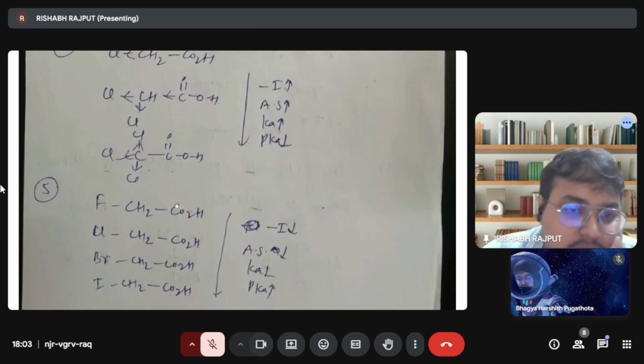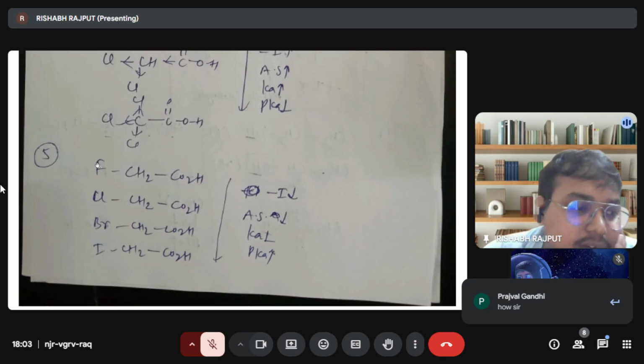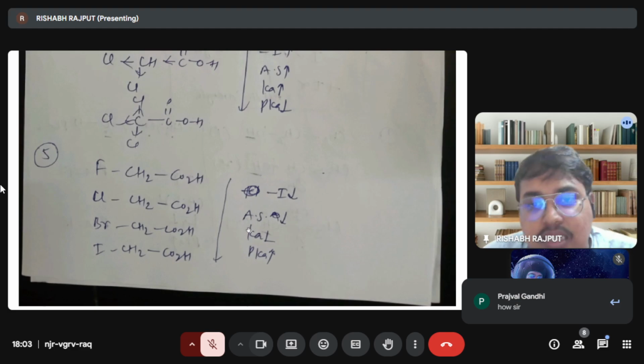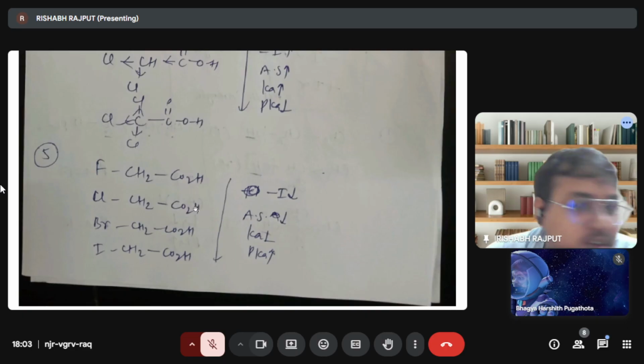Okay guys, same thing here also. Fluorine, chlorine, bromine, iodine. If I go downside, electronegativity will decrease and minus I effect also decreases. In that case, acidic strength will decrease, K value decreases and pK value will increase.